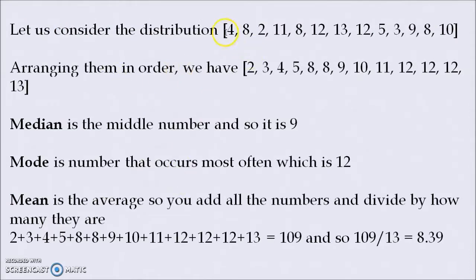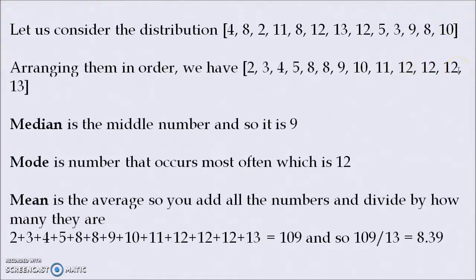So let's say this is my distribution, and I arrange them in order. Median is the middle number. So 9 is my middle number. Suppose this was a test that I gave to my class, and I want to see what the median in the class was, and the median was 9. So I want to make some changes to the test because the scores had a low median. But when I look at the mode, it is 12 because this is repeated 3 times.